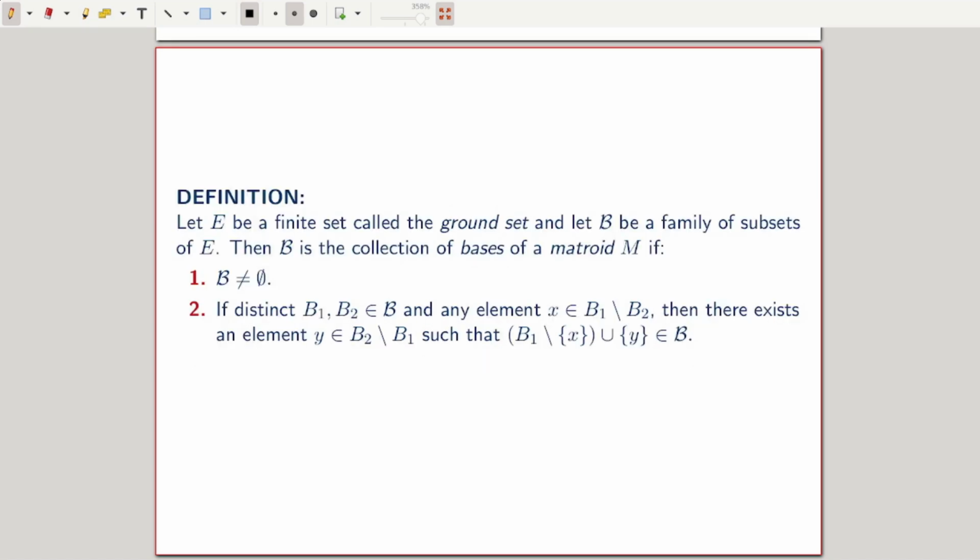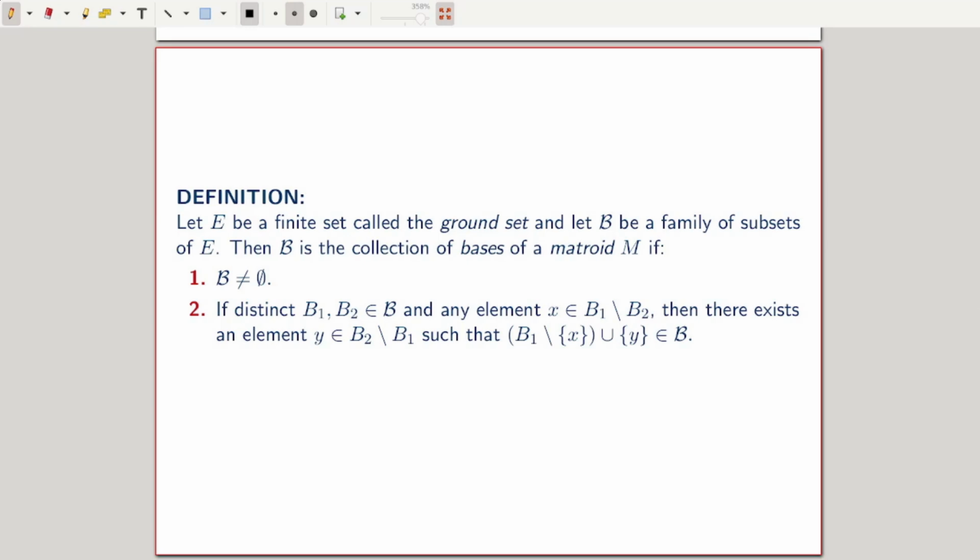Let E be a finite set called the ground set, and let B be a family of subsets of E. Then B is the collection of bases of matroid M if the following properties hold. 1. The collection B is non-empty.